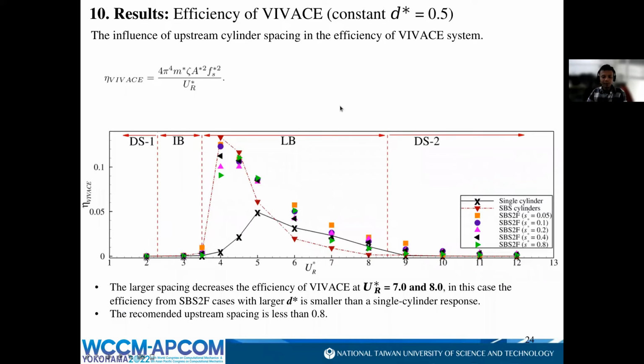And for the phase efficiency with the different spacing, we have the same pattern. For the larger spacing, we will get the significant decrease in the UR equal to 4 until UR equal to 5. But for the smaller spacing, we will get the result almost similar with the original side by side. So based on this result, we recommend the upstream spacing to be less than 0.8 to get the increase of the efficiency for the 5-phase applications.